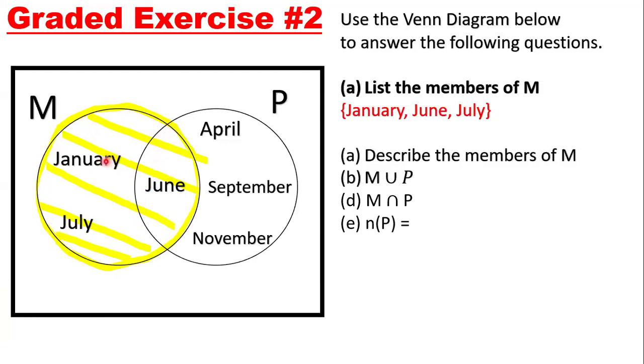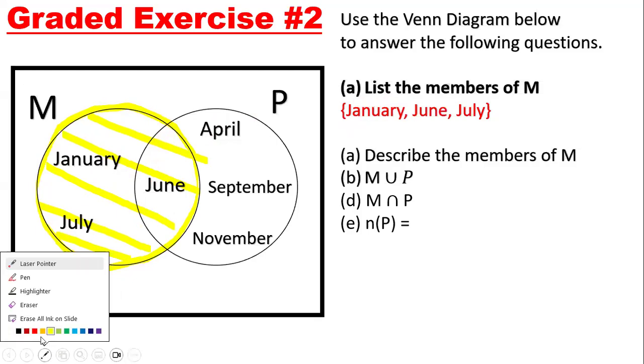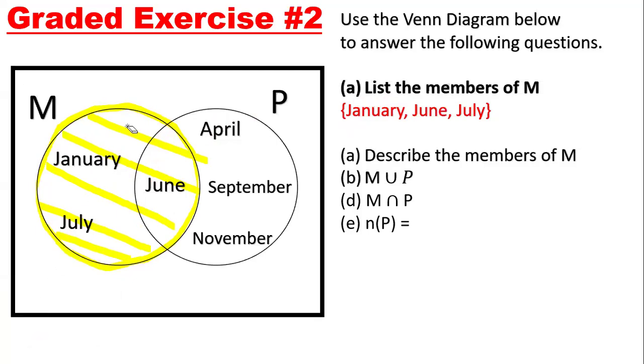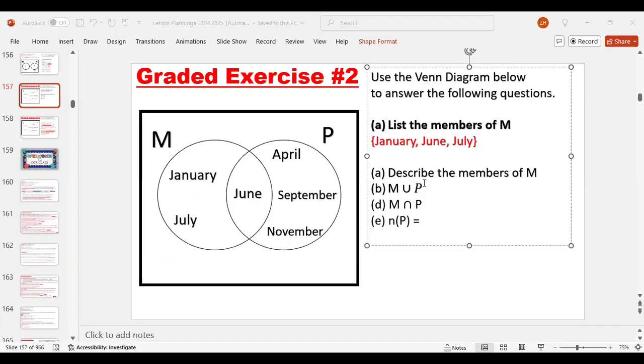January, June, July. So the members of M are January, June, July. For this one, we want to describe the members of M. All months of the year beginning with J. They all start with J. Very good. So we say months of the year.